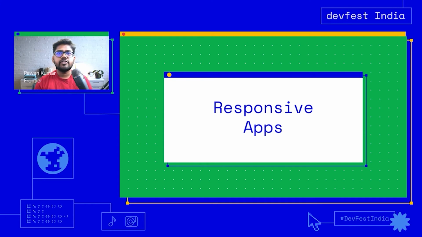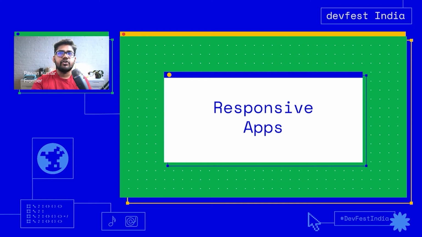By responsive, what we mean is that it should work on any kind of device. It doesn't matter if the size of the device is 6 inches or 12 inches. On all different screen sizes, it should work. On different screen resolutions, it should work. So for that, we have to make our app responsive.